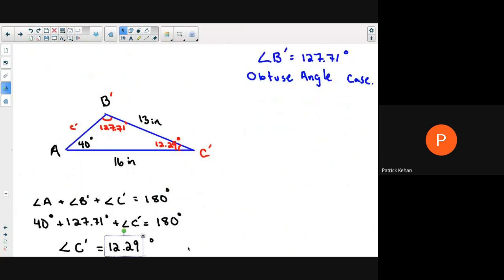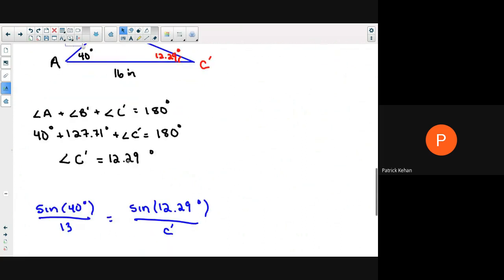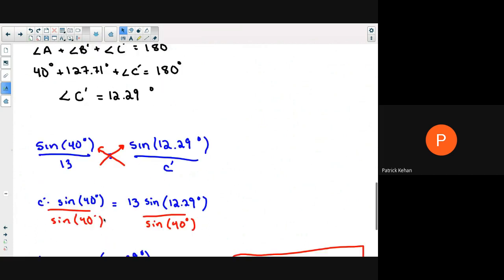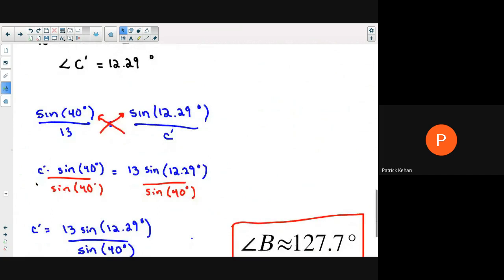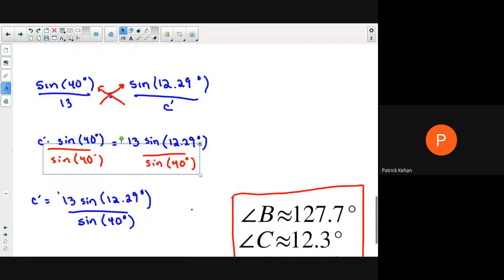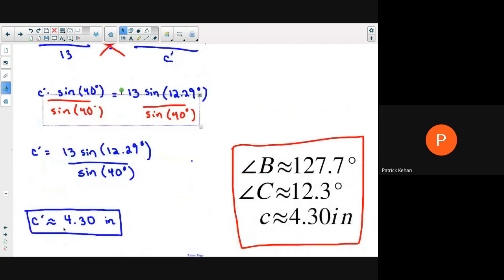At this point, we're going to continue working with the law of sines. We have one more step to find side length C prime for this triangle. And we're going to start the same way. So it's going to be the sine of 40 over 13 equals sine of 12.29 over side length C prime. And in this case, again, we have to cross multiply, just like we did in the last one. We're going to isolate C prime here, so we're going to divide both sides by sine 40 degrees. This is my exact side length in inches for C prime. The approximate version would be 4.30 rounded to the hundredths place. And this is in inches.